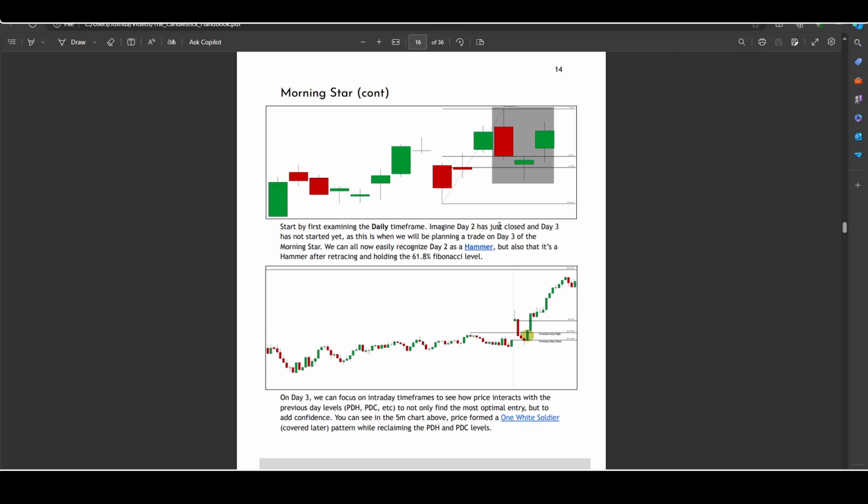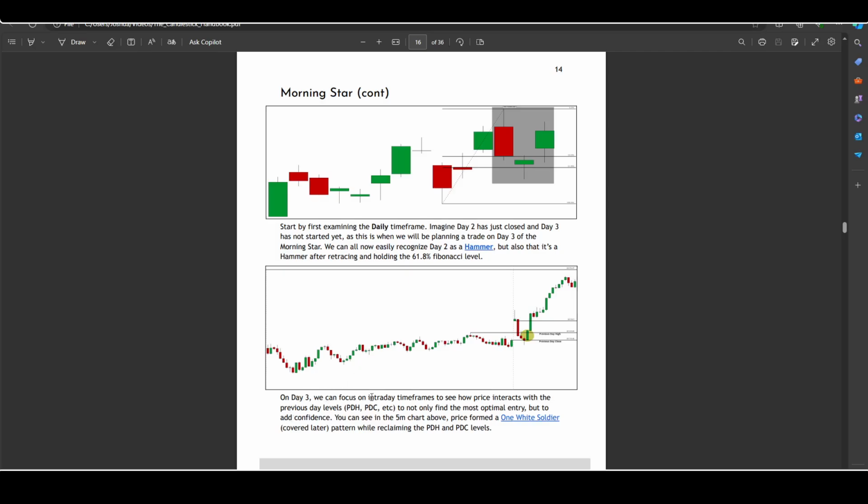Imagine day 2 has just closed and day 3 has not started yet, as this is when we will be planning a trade on day 3 of the morning star. We can all now easily recognize day 2 as a hammer, this one right here, but also that it's a hammer after retracing and holding the golden pocket Fibonacci level. So of this rally up, it's also holding a bullish area. We're not just confident by the candle itself, it's also the positioning of the candlestick.